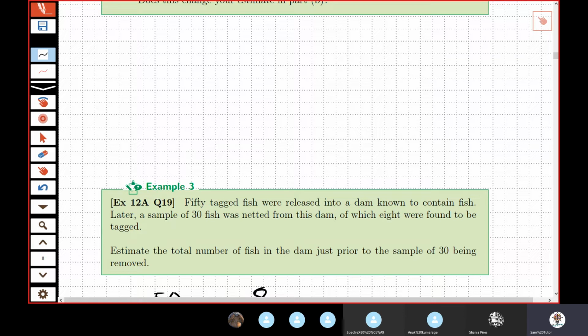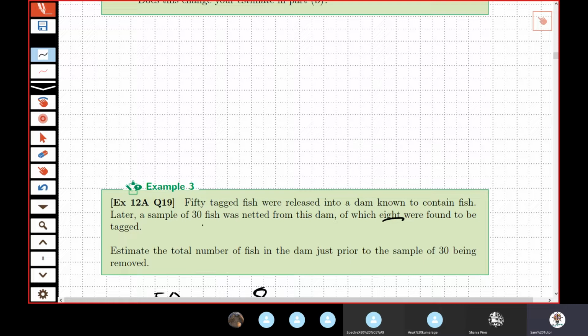A little bit different. 50 tagged fish were released into a dam known to contain fish. Later, a sample of 30 fish was netted from this dam, of which 8 were found to be tagged. So 8 out of the 30 that they caught were tagged. Estimate the total number of fish in the dam just prior to the sample of 30 being removed.